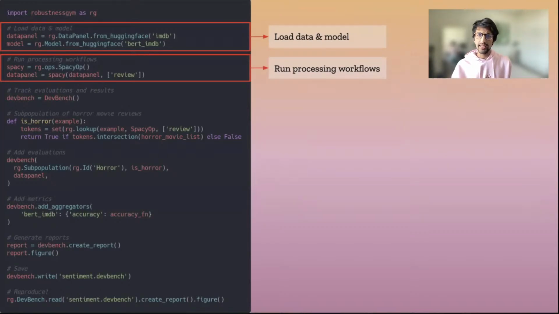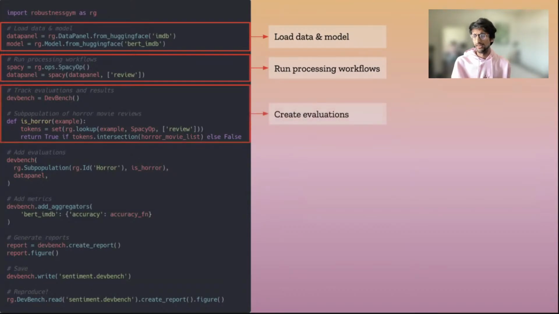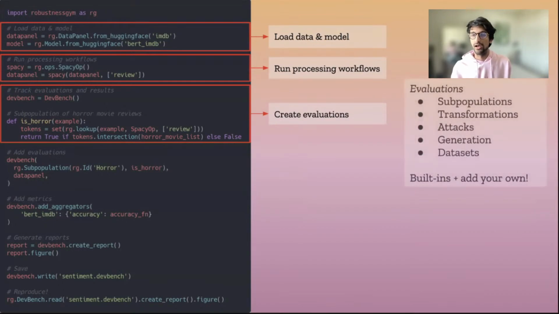And then next, what we provide is a bunch of abstractions that help you create and store these evaluations that you run. So here we have this dev bench object that can be used to store all the evaluations that you create in the course of your analysis. And the evaluations themselves can be subpopulations, so filtering your data to get certain subgroups, or transformations, so transforming examples, for example, trying to simulate, let's say, keyboard character errors for dialogue typesetting or things like that.